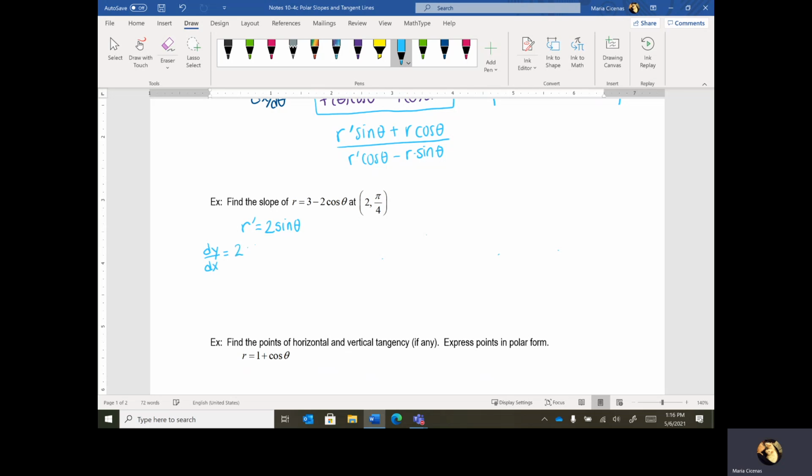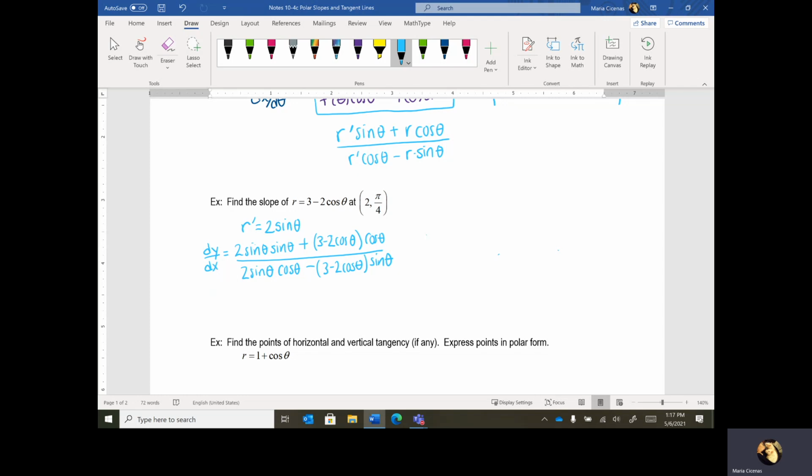So r prime, which is 2 sine theta, multiply it by sine. I'm just looking at the formula above. Plus r, and r is 3 minus 2 cosine theta. Got to multiply that by cosine. Then in the denominator, 2 sine theta for r prime times cosine, minus the r again, but times sine.